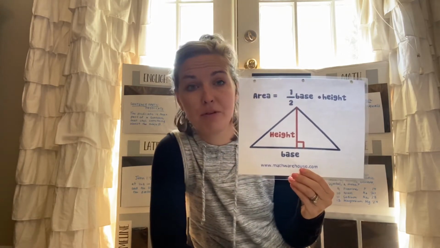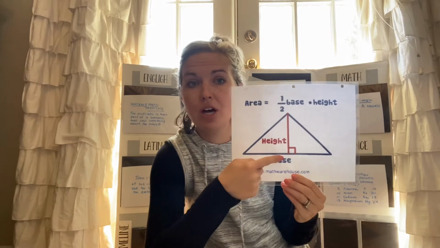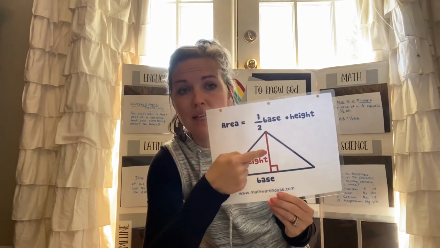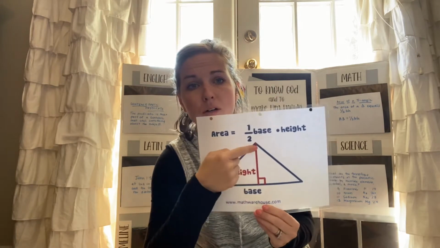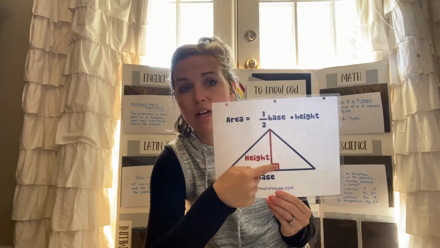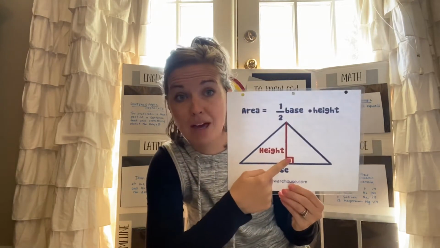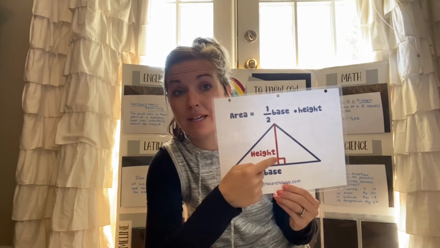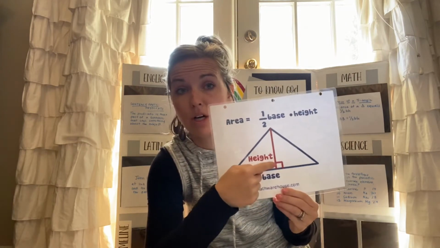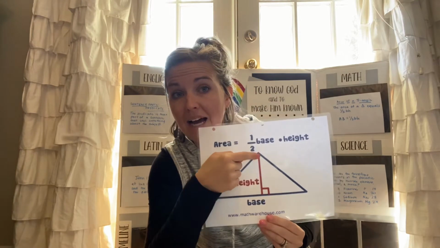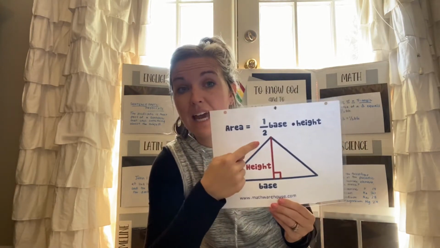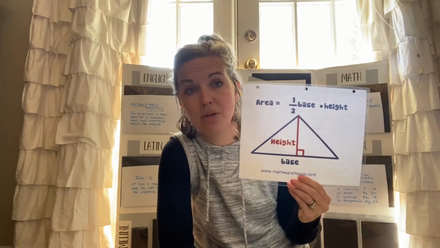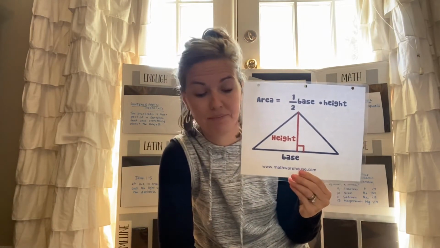Now, one more thing before we learn our song. If you notice, the height is right in the middle of the triangle. It's not one of the sides, it's in the middle. The line forms a right triangle. I'm giving you a lot of math words. So a right triangle makes a perfect square right here in the corner. And it's telling us that the height times the base, we take half of that. Area equals 1/2 base times height. So let's try it out.